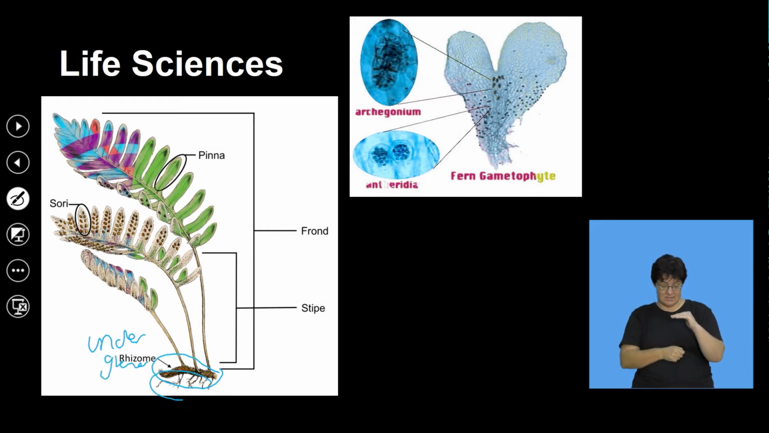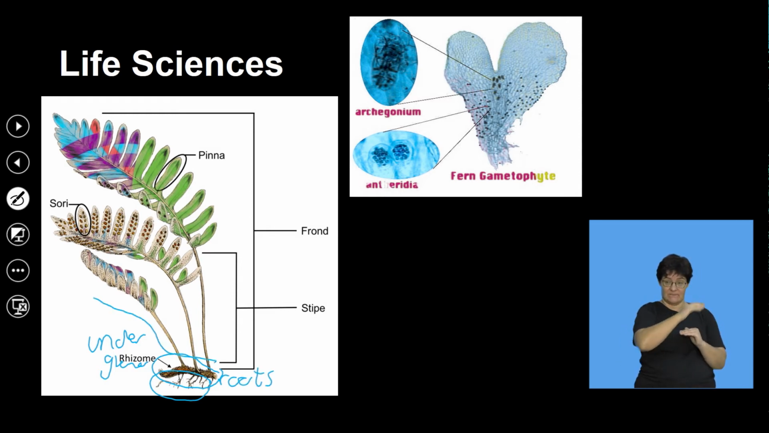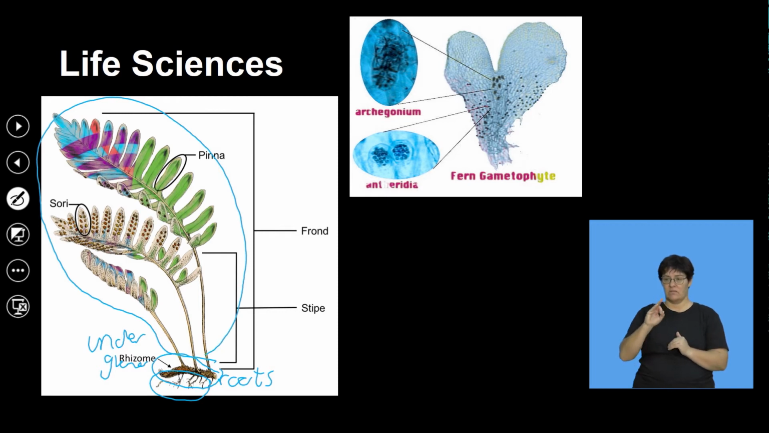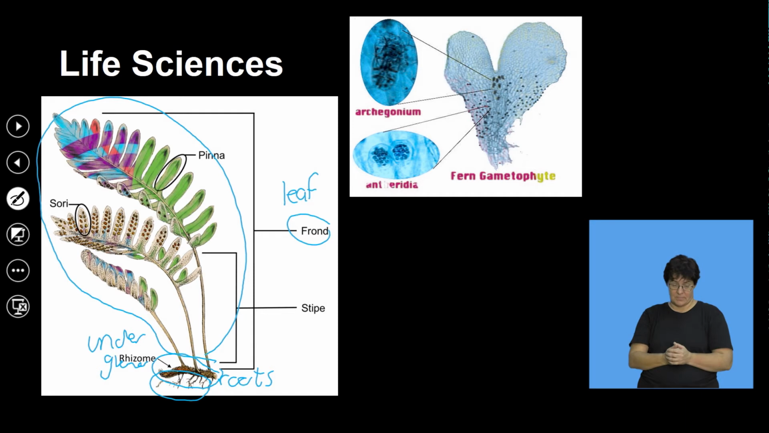And this is its roots. All the things that you see above the ground, that is the frond, what we call a leaf. Now I want you to have a look at something. I don't think you ever really see it because it disappears. When a fern is a baby, it consists of this little heart. It's tiny. It's called the gametophyte.